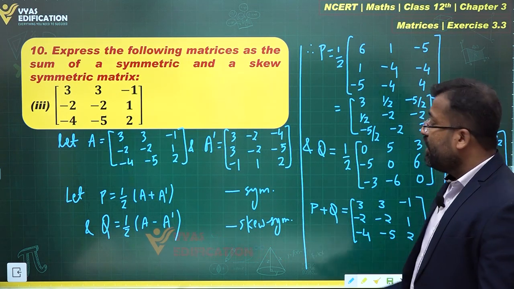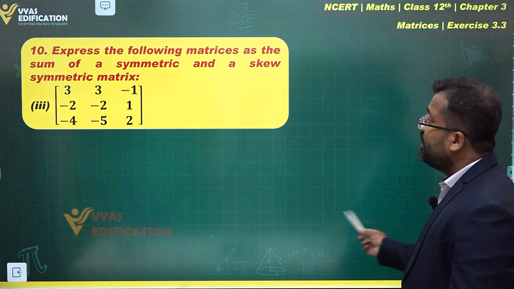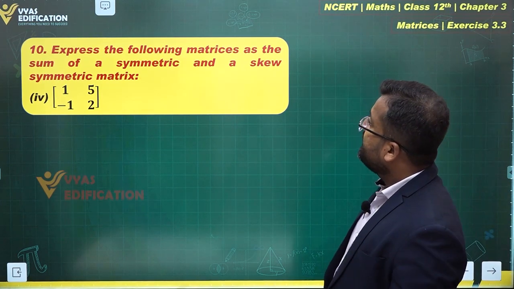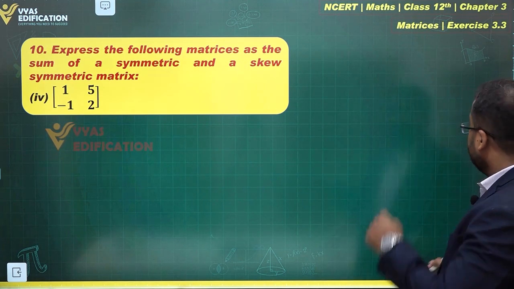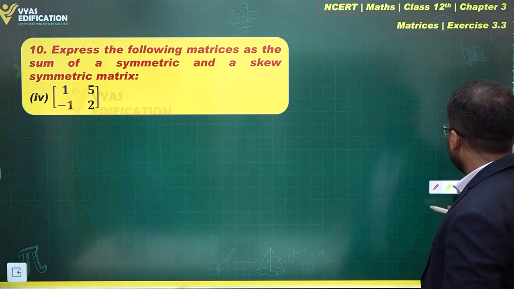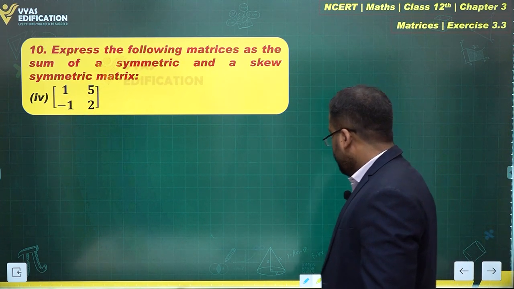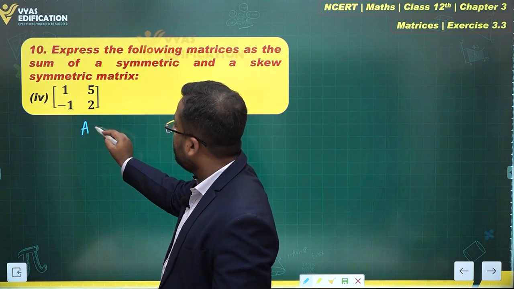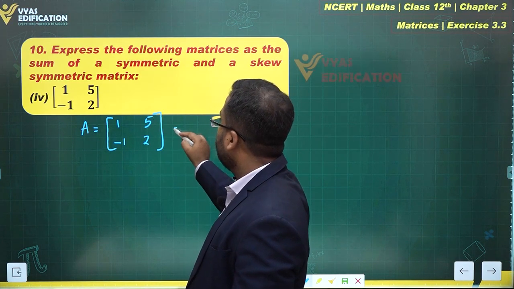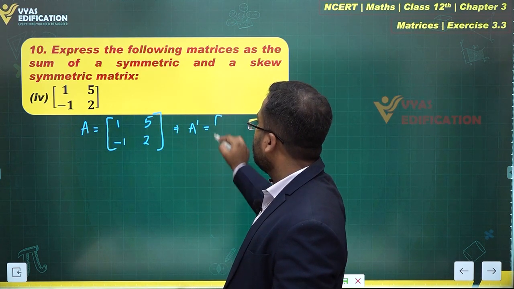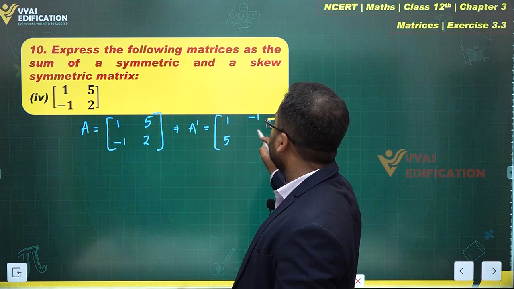What next? Let's move on to the next part. What is the next part? This part over here. The following matrix is the sum of a symmetric and a skew symmetric matrix. Okay. Let's express this also. This simple 2 by 2 matrix should be very easy to crack. Yes. This is matrix A. Okay. 1, 5, minus 1, 2. This implies A transpose would be equal to 1, minus 1, 5, 2.